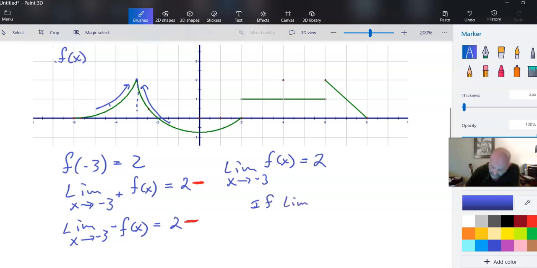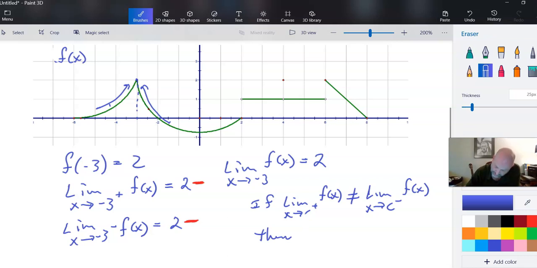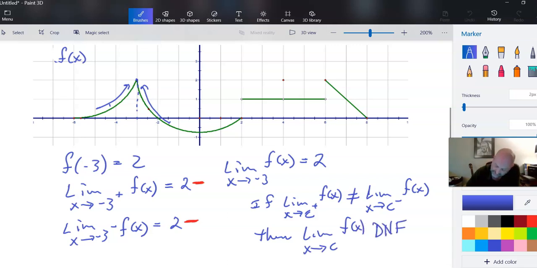If the limit as x approaches c from the right of f of x is not equal to the limit as x approaches c from the left of f of x, then, oh, that's not a limit. Then the limit as x approaches c, notice this doesn't specify a side, of f of x does not exist, right? So if the limit exists, it has to be the same limit from both sides.